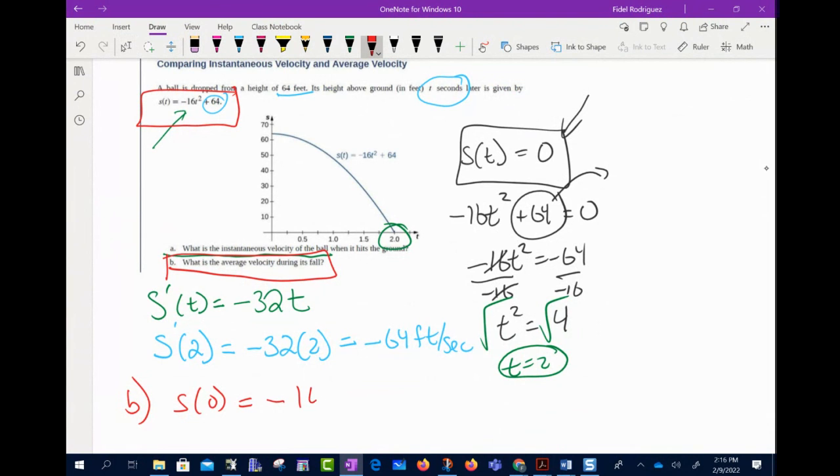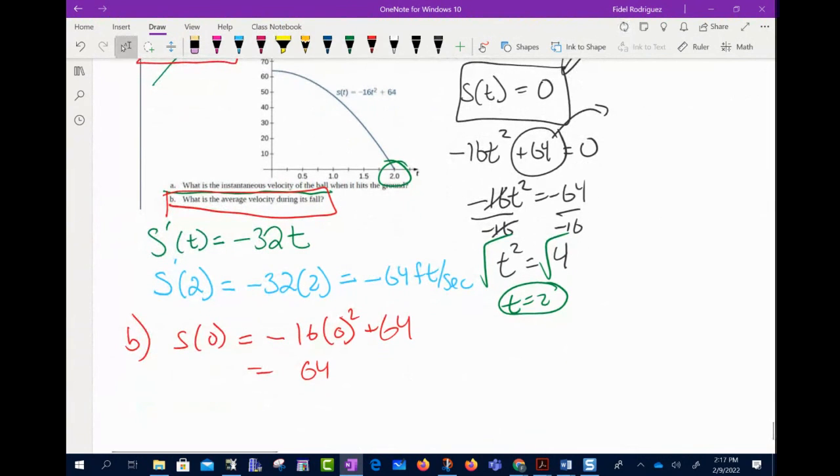So if we do this, everybody agree that's at 64? Okay. So at t equals 0, the ball was at 64 feet up in the air. Didn't we find that s of 2 was equal to 0? Because we did that right over here. We said that it was going to be equal to 0 after 2 seconds.